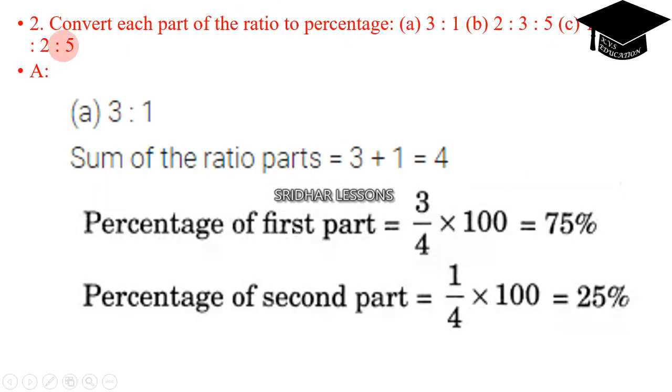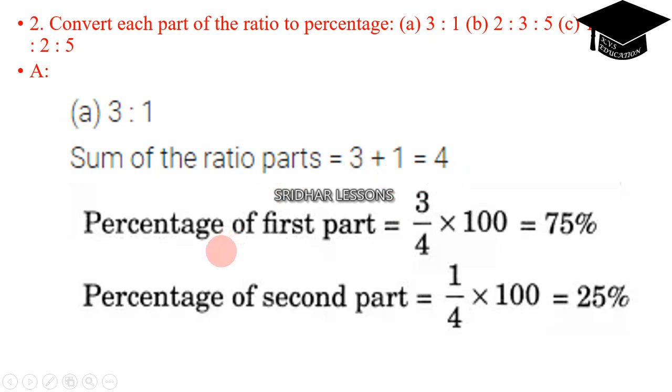Next, question number 2. Convert each part of the ratio to percentage. A: 3 is to 1. So how are we going to convert? These are the steps. The sum of the ratio parts is 3 plus 1, which is equal to 4.